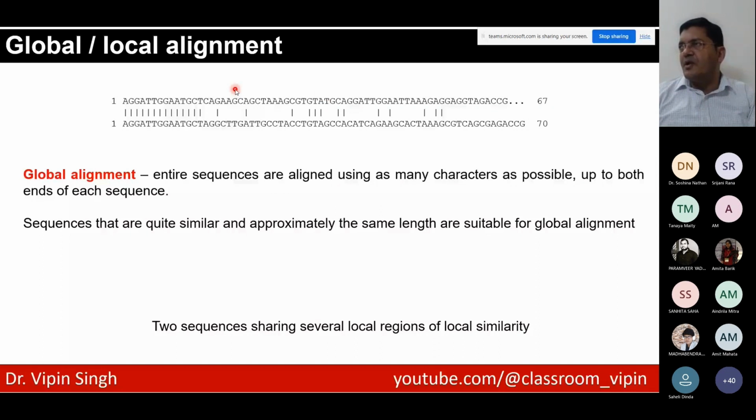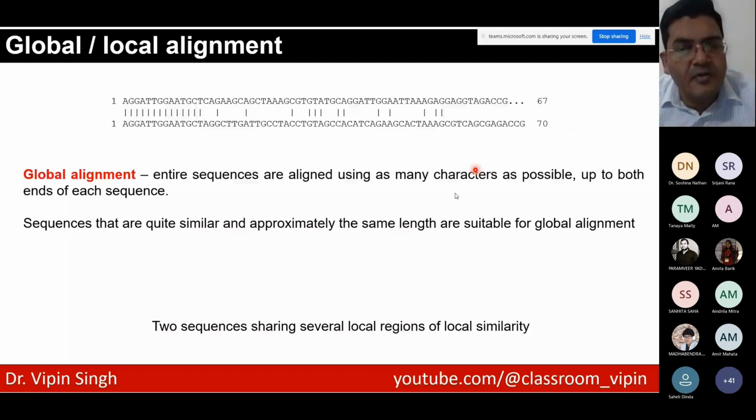For global alignment, the sequences should be roughly of the same length. Whatever two sequences you are comparing, they should be roughly of the same length. For example, here, this is around 67 bases, this is 70 bases, and you could put them together end to end and see what are the positions where they are exactly similar, or if you could adjust a little bit here or there, can they give you more residues that are exactly matching, right? So this is global alignment.